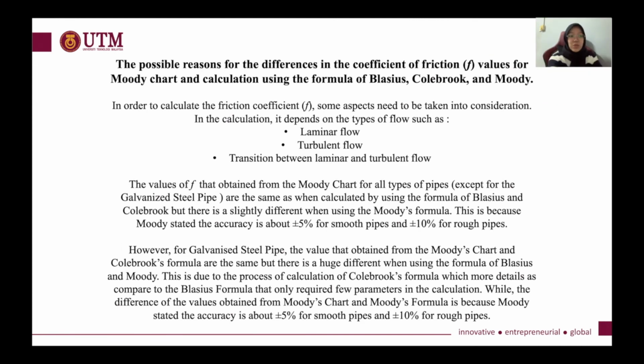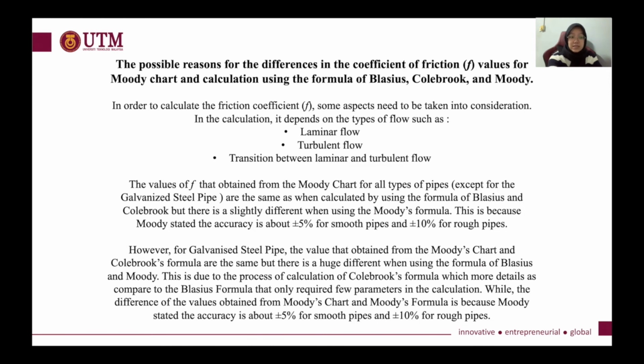Alright, so the reason why there are differences between these coefficient values of these four types of method. In order to calculate the coefficient of friction, some aspects need to be taken into consideration. It depends on the type of flow, such as laminar flow, turbulent flow, and also the transition between laminar and turbulent flow.